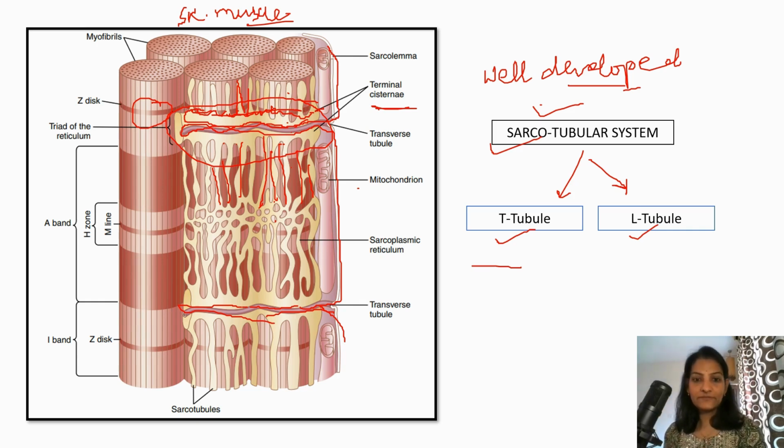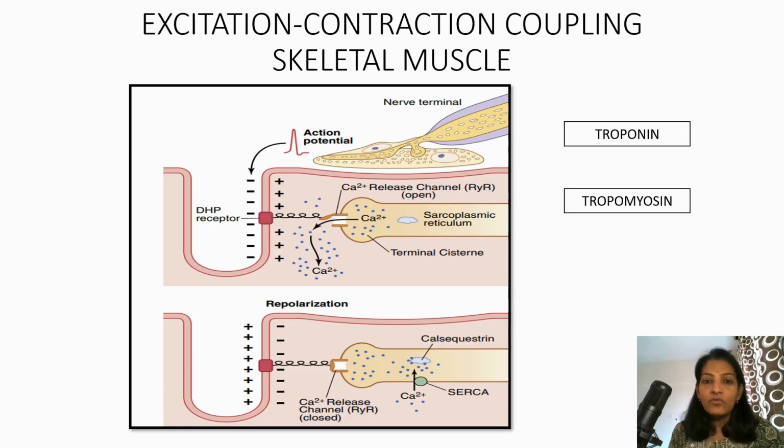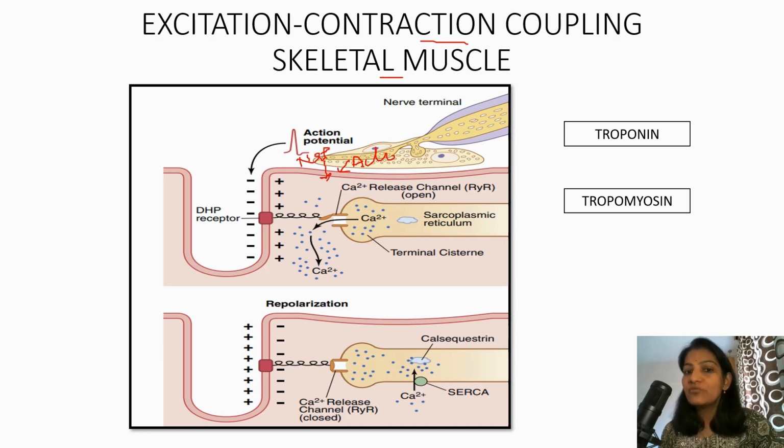Now how does it work? Here we are discussing the excitation contraction coupling mechanism in skeletal muscle first. In skeletal muscle, excitation happens, meaning an action potential is generated. This is your neuromuscular junction, where acetylcholine is released. Acetylcholine comes and binds to its receptors, then ligand gated sodium channels will open, after that voltage gated sodium channels will open, the sodium will enter in and produce the depolarization, or the action potential, the spike potential is generated.